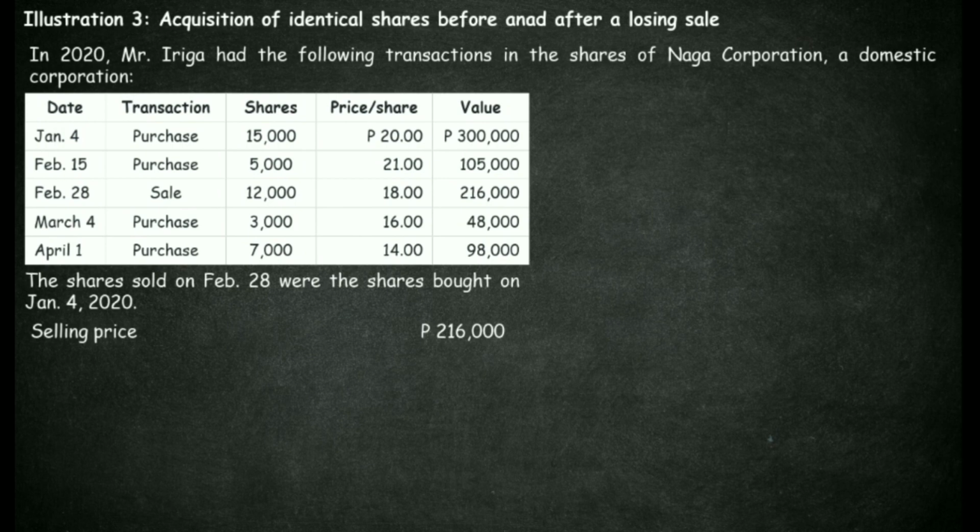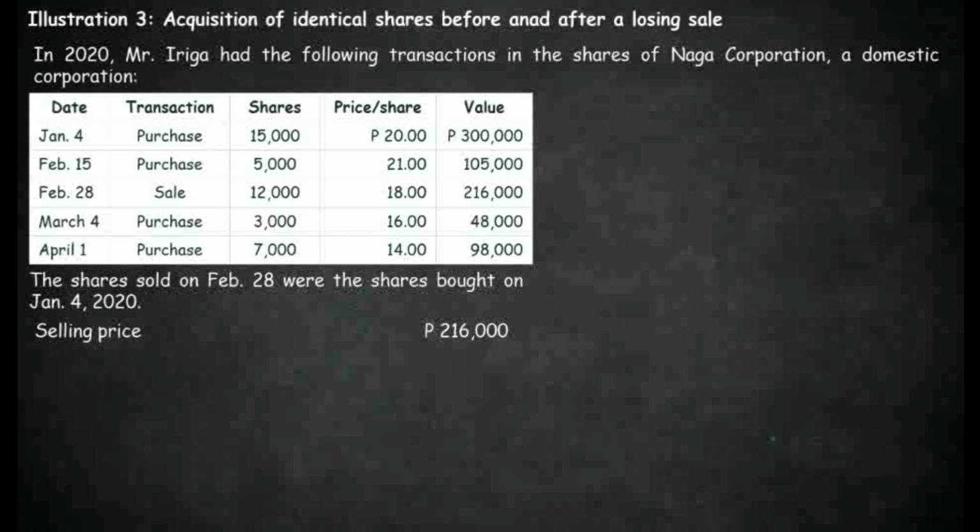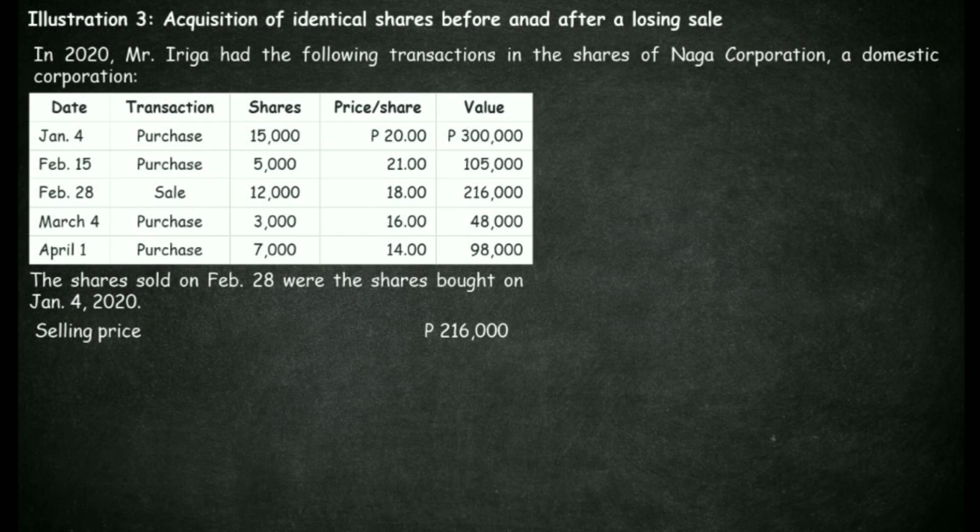216,000 pesos. And then we're going to less the cost of the shares sold. So, sabi sa additional information, yung shares na ibinenta on February 28, galing yun sa shares na binili on January 4. So, tingnan natin ngayon sa table kung magkano yung purchase price ng shares na binili on January 4. So, it's 20 pesos per share. Alright, so here's now the computation for the cost of the shares sold. So, we have 12,000 shares kasi 12,000 shares yung binenta on February 28. And then, we are going to multiply it by the purchase price of the shares on January 4, which is 20 pesos. So, that is equal to 240,000 pesos. So, get the difference.